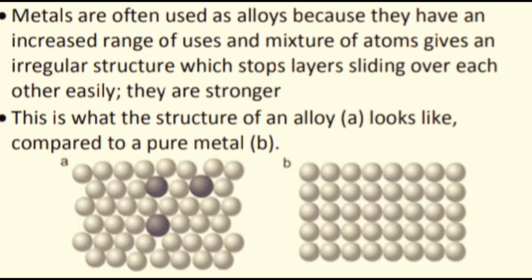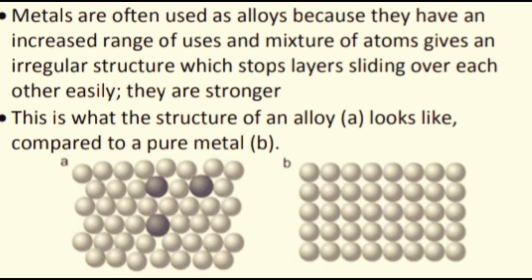Alloys are mixtures, so alloys consist of different types of particles, or particles with different sizes. So particles cannot slide over each other. Particles cannot move over each other. That's why alloys are much harder and stronger compared to pure metals.